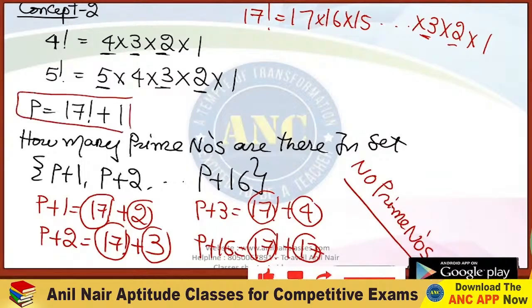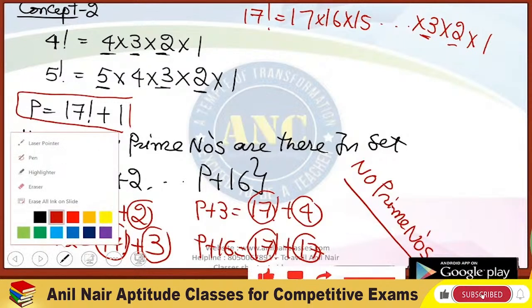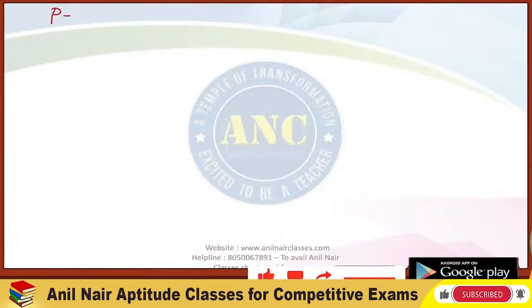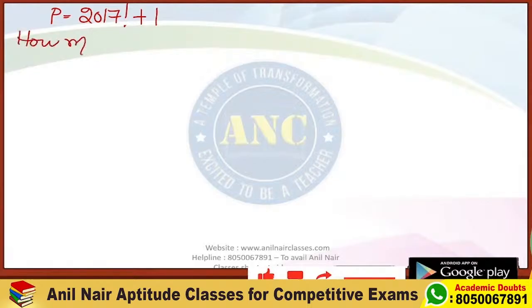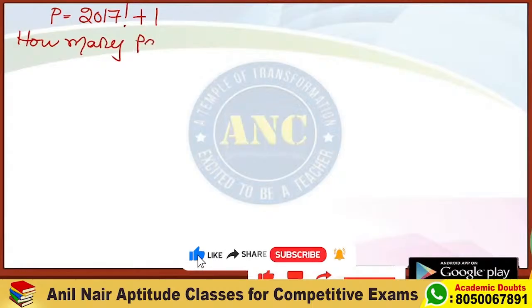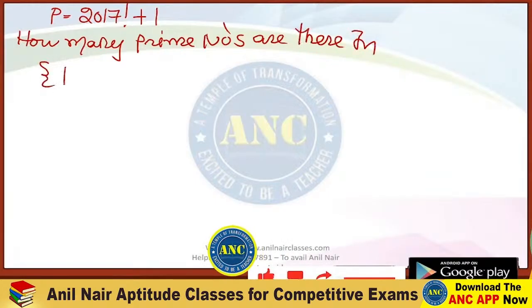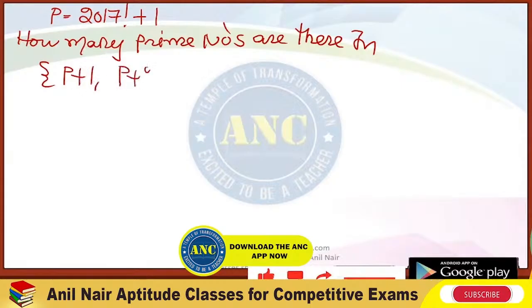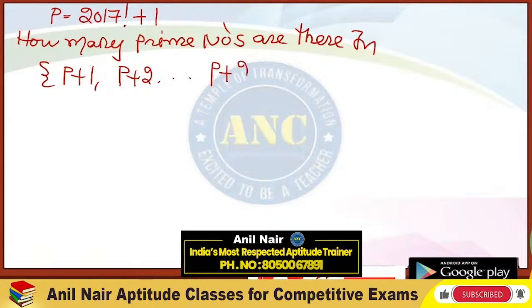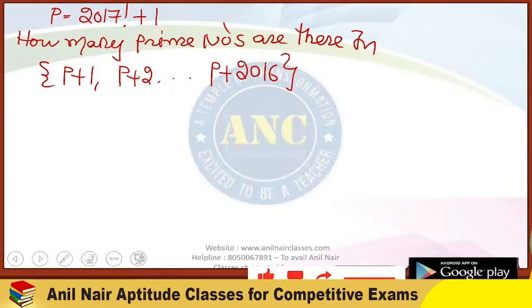Very, very good question, sir. Two more questions, exam based. P is 2017 factorial plus 1. How many prime numbers are there in the set P plus 1, P plus 2, and so on up to P plus 2016? Same logic, a CAT replica question, so that you are familiar with the concept.